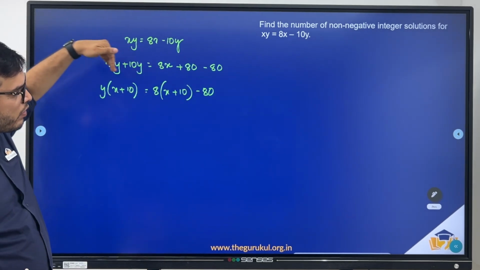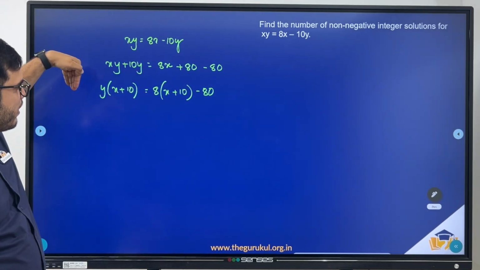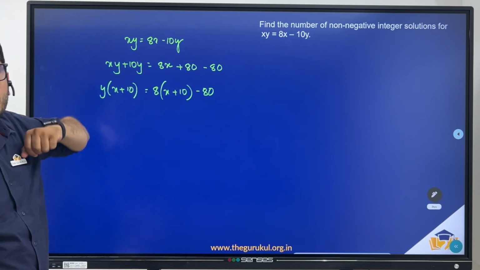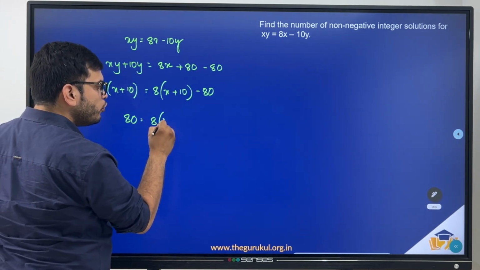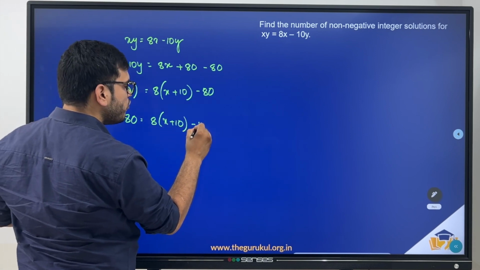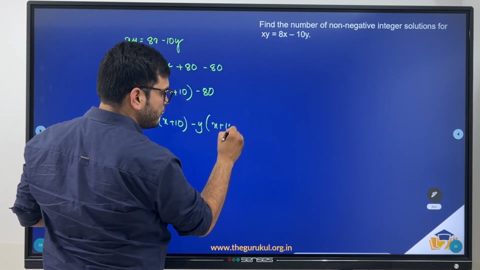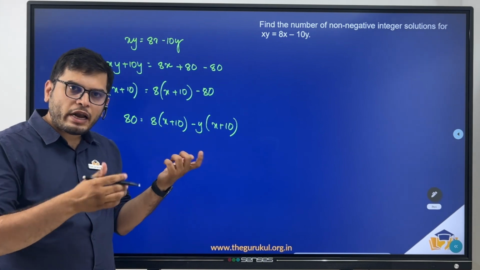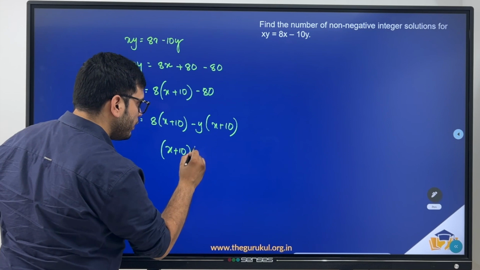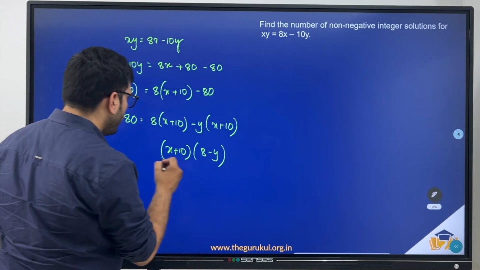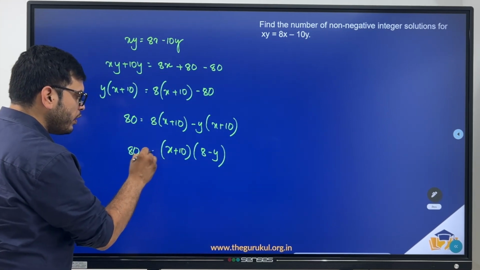Now let me shift this 80 to the left-hand side as minus 80, and this y term to the right-hand side. So 80 is equal to 8 into (x plus 10) minus y into (x plus 10). Now between these two terms, let me take (x plus 10) common. So (x plus 10) into (8 minus y), and this should be 80.